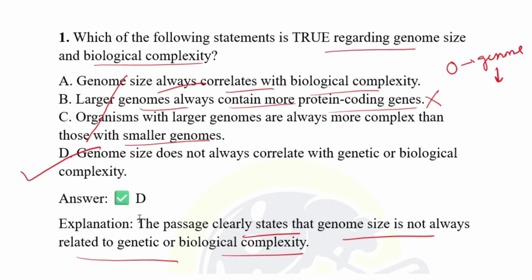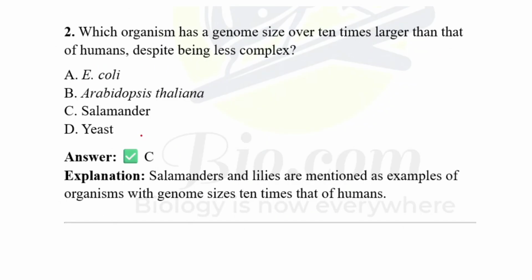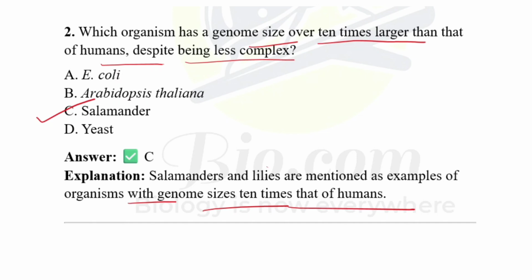Now next question. Which organism has a genome size over 10 times larger than that of humans despite being less complex? So it is the salamander, as per the passage written in Cooper. Which organism has a genome size 10 times bigger than humans, and still is not complex? So it is the salamander. Salamanders and lilies are mentioned as examples of organisms with genome size 10 times that of humans. So you can remember lilies and salamanders have a 10 times larger genome than that of humans.